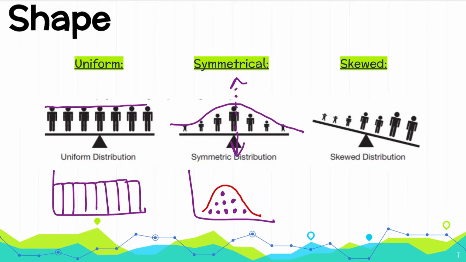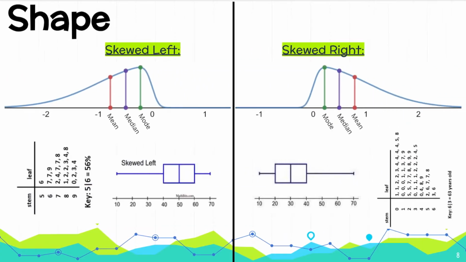Now, skewed means there's more on one side or there's more on the other. It is not even. Notice our balance beam is tilted one way for our skewed. And we'll actually discuss on the next slide 2 different ways of describing skew. So when we have skew, it can be skewed left or skewed right.